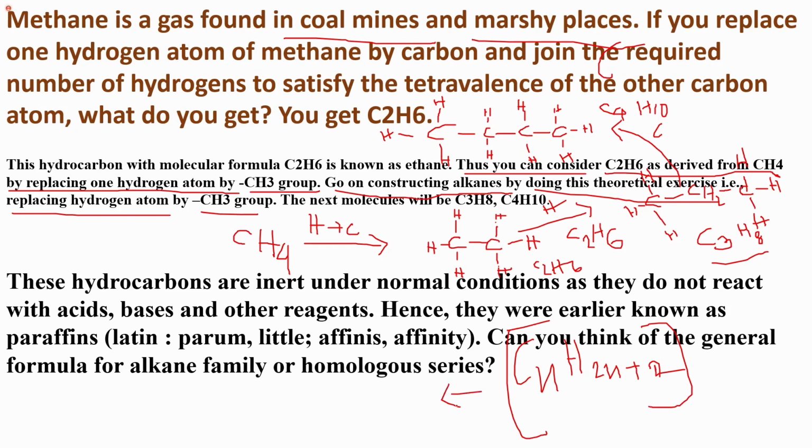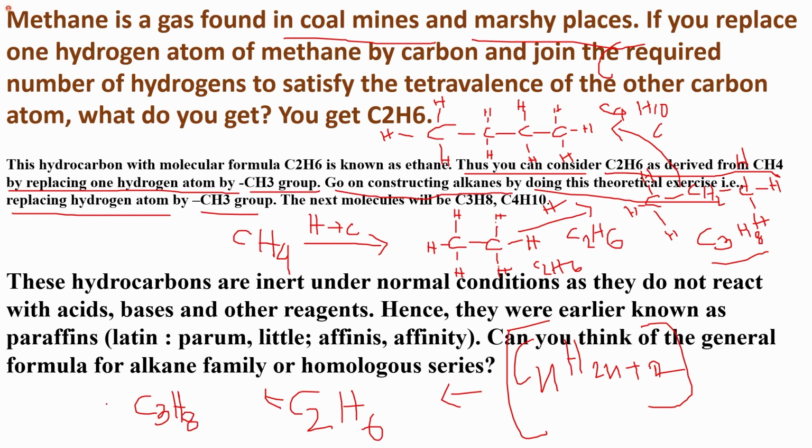Now, for example, C2H6. We know C2, and now how many hydrogens will there be? 2 into 2, 4, plus 2, total will be 6. Now let's go to another molecule, the C3 molecule. How many hydrogens will be present? 3 into 2 means 6, plus 2 means H8.